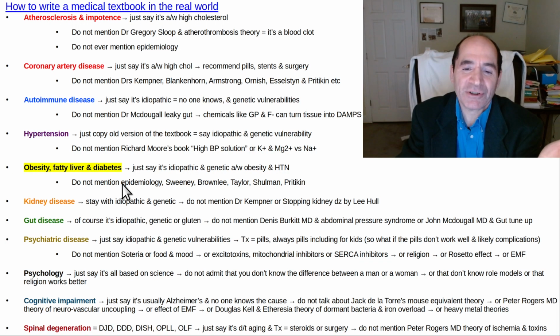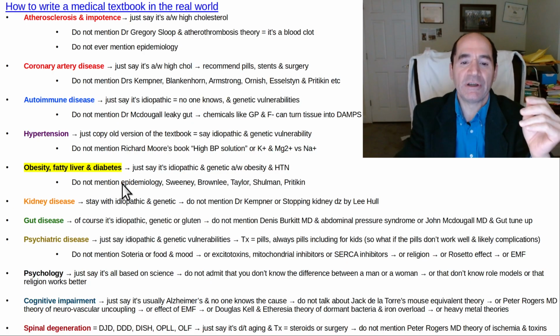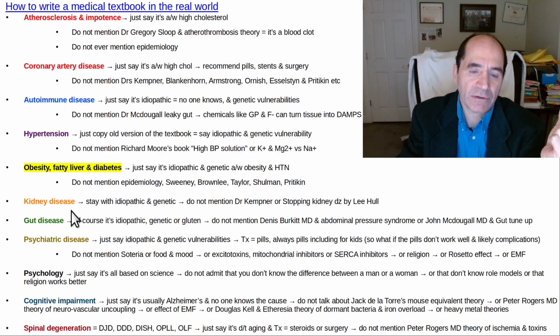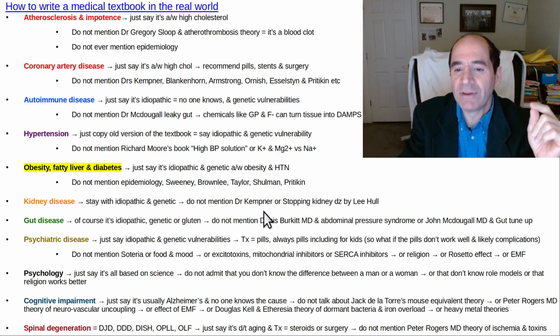You know, the poor patients, they're basically denied a chance at cure, okay? And not only that, they're also decreased in their ability to treat. It's all about selling drugs. Kidney disease, just again, tell them it's idiopathic genetic. Don't tell them all the patients that Kempner saved. Don't tell them about the book Stopping Kidney Disease by Lee Hull.